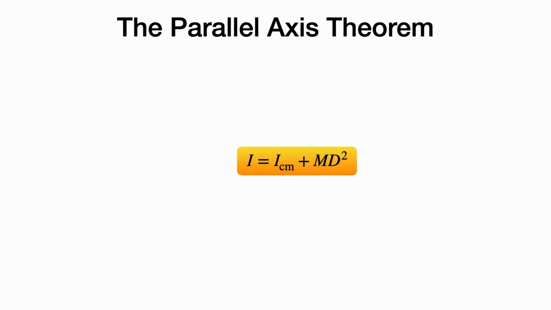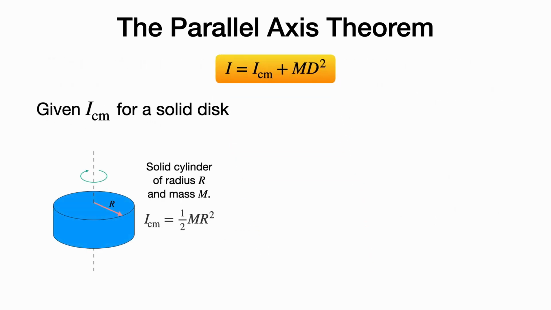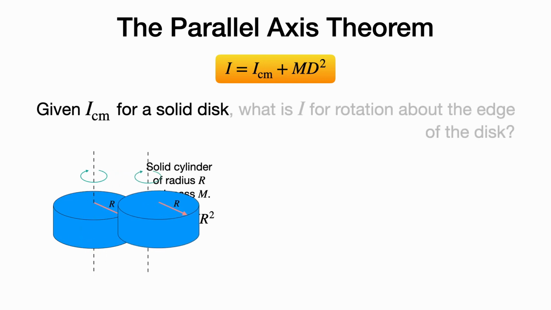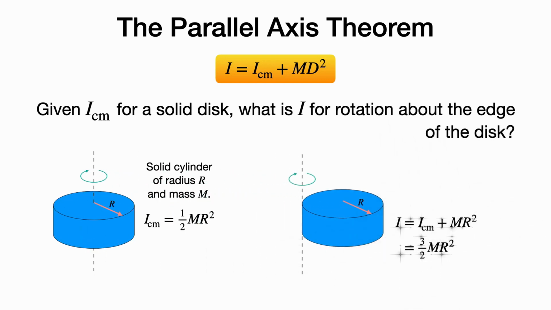For example, consider our solid disk, which has a center of mass moment of inertia of 1/2 m r squared. If we translate the axis of rotation to be along the edge of the disk, then the moment of inertia is going to be given by the center of mass moment of inertia plus m times r squared, where r is the distance that the axis of rotation has been translated. We add these together and get 3/2 m r squared.